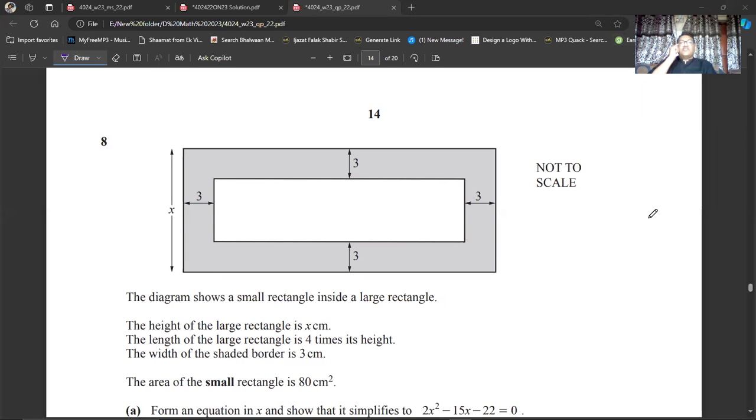Okay, so question number 8 is showing up on your screen. It says the diagram shows a small rectangle inside a large rectangle. The height of the large rectangle is x centimeters. The length of the large rectangle is 4 times its height. So that means the length of the larger rectangle is basically 4x. This outer length is 4x, and this length is also 4x. And it says the width of the shaded border is 3 centimeters. So 3 centimeters here, 3 centimeters here.